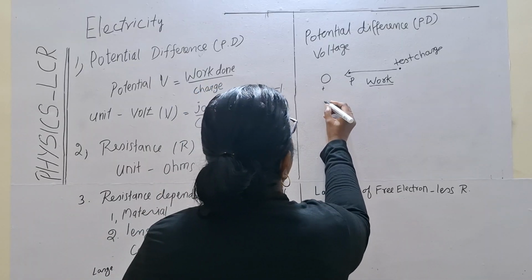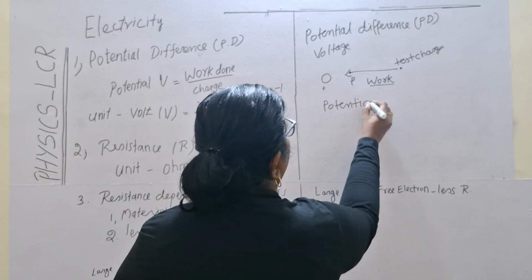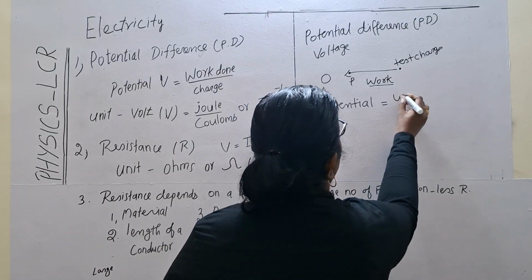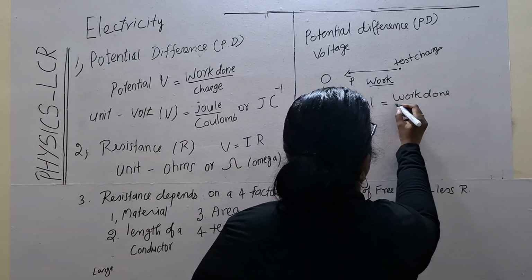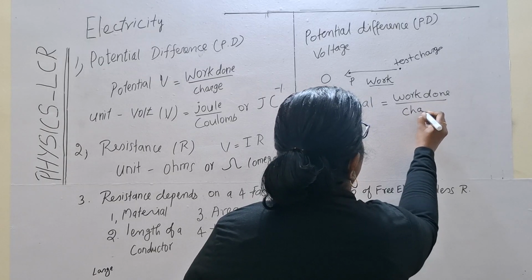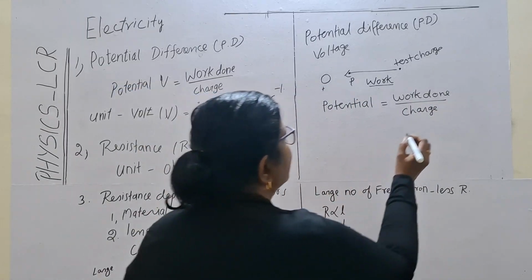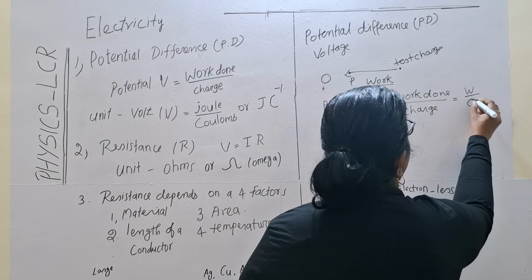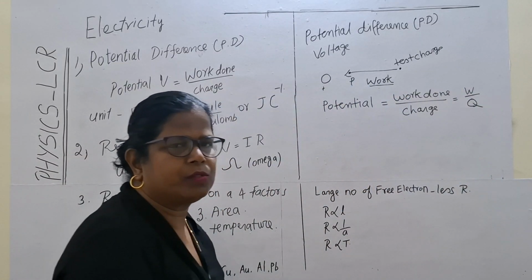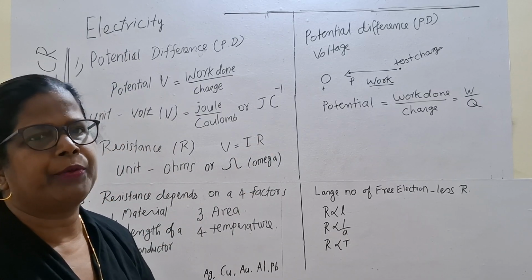So we can say potential is equal to work done by the charge. This is called potential. Work done by charge, where charge is denoted by capital Q, that is potential.